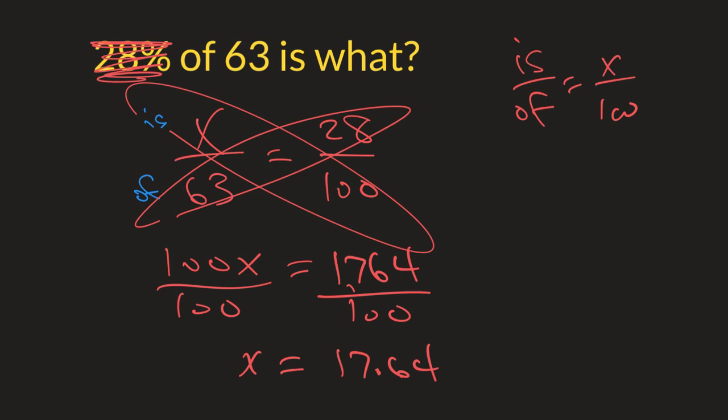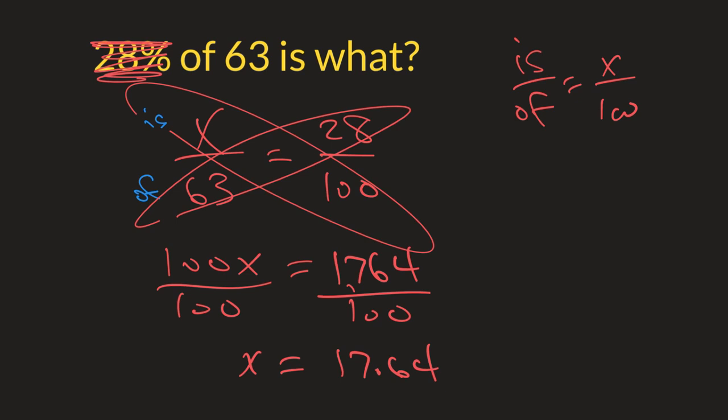Okay? So this would be like you walking into a store trying to buy something for $63. You're getting a 28% discount. You're going to get $17.64 off that product. That's kind of what this problem is talking about, if I gave it a real world application. So 28% of 63 is 17.64.